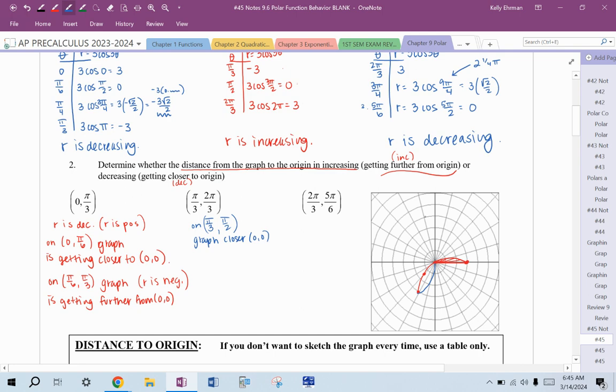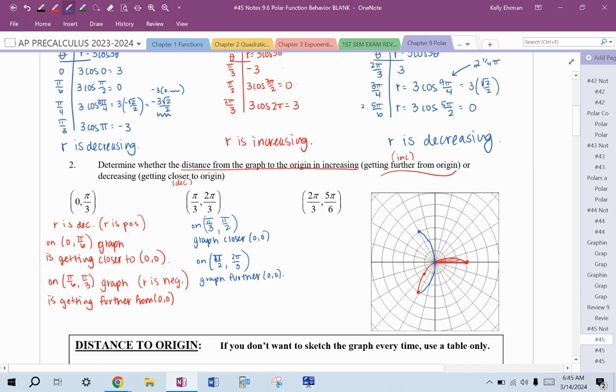And then what happens? When we face 2 pi over 3, we go forward 1, 2, 3 units. So now the graph is getting further from the origin. So on pi over 2 to 2 pi over 3, the graph, again, is getting further from 0, 0.